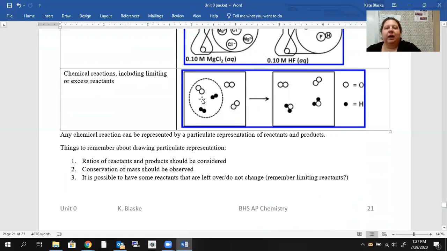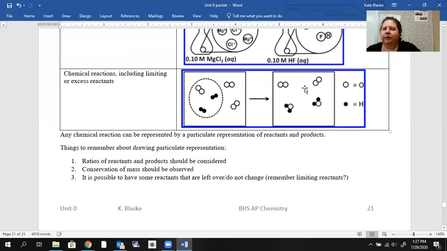So here we have a reaction. They tell us in the key that oxygens are these white circles and hydrogens are the black circles. So I've got H2s and O2s reacting together. I know how these are going to react together. I know that two H2s are going to react with only one O2 to make two waters. Now notice that they've got these two oxygens over here that aren't in that circle.